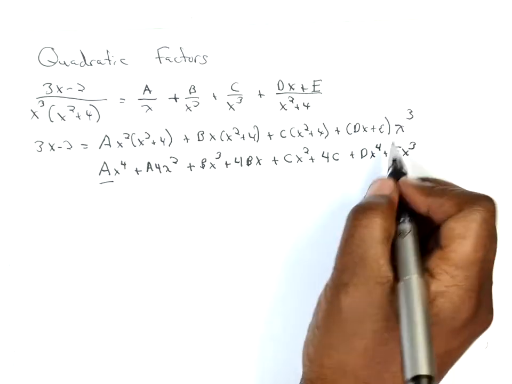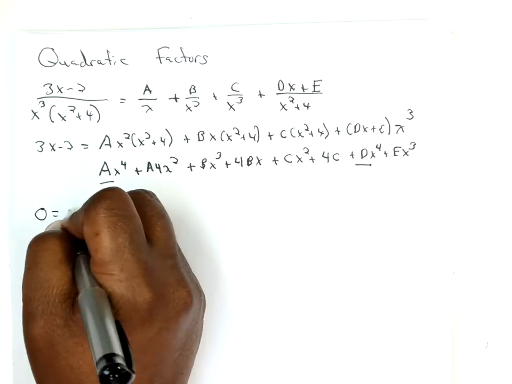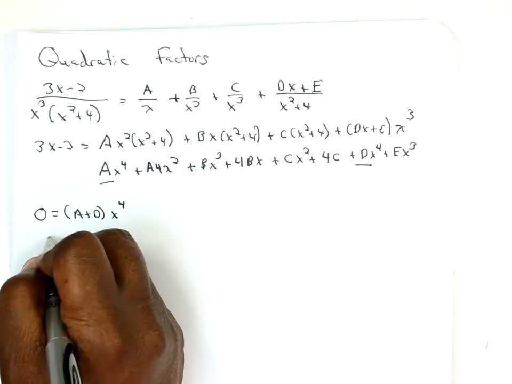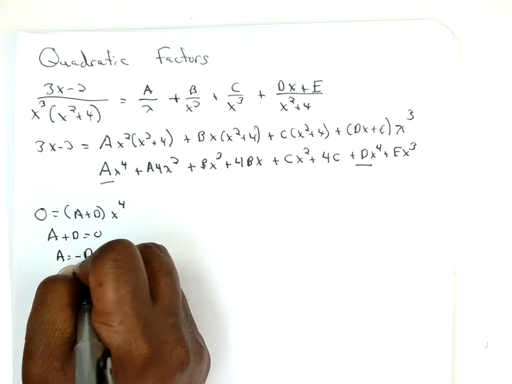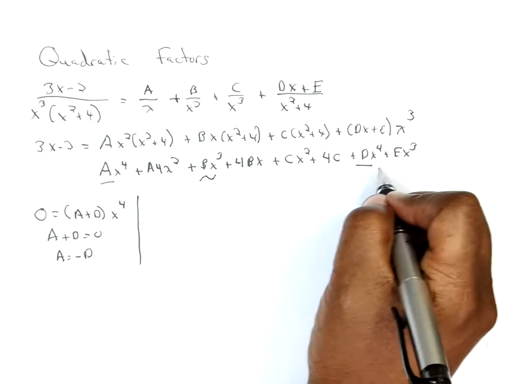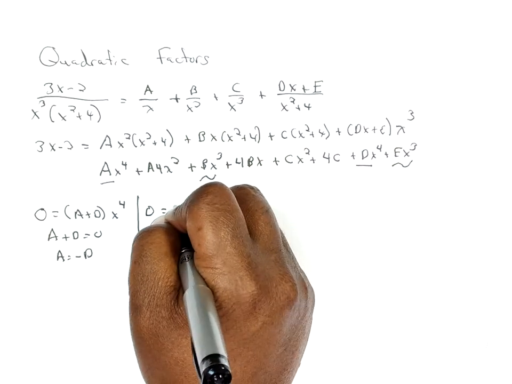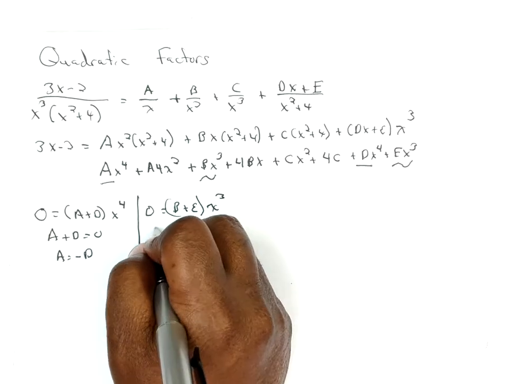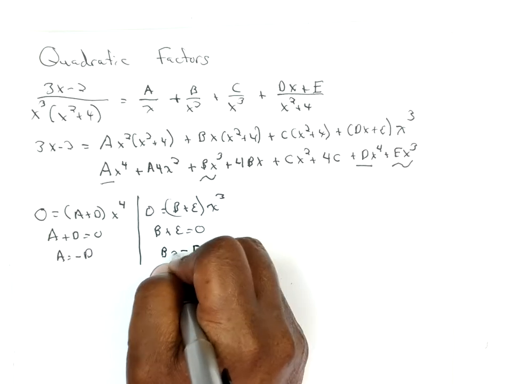So starting with the 4th degree terms, I have an a x to the 4th and a d x to the 4th. So 0 equals a plus d times x to the 4th, which means a plus d has to equal 0. And a is just going to be the opposite of d. And once I find that, I'll go back and substitute. Then I'm looking at my cubic terms. I have b x cubed and e x cubed. So 0 equals b plus e times x cubed, which again means b plus e has to equal 0. So b is just the opposite of e.